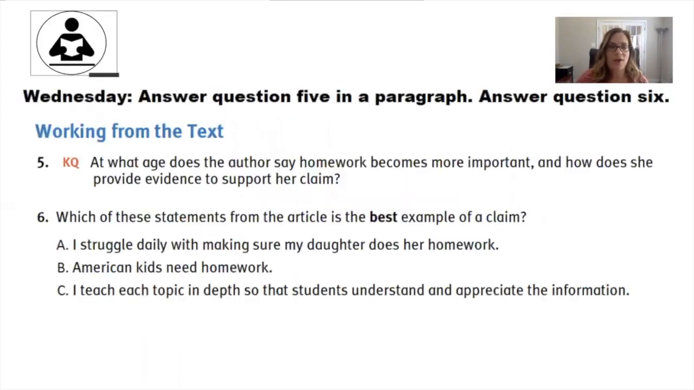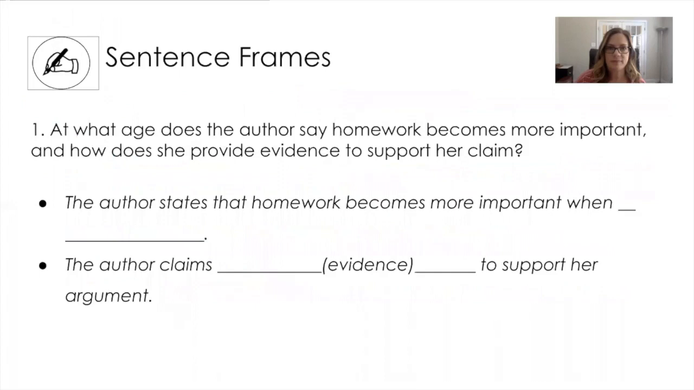Okay. For Wednesday, here are our questions that we were looking at answering. Number 5, at what age does the author say homework becomes more important? And how does she provide evidence to support her claim? So with this, we just would have to go back to the text and really look and find where the author starts talking about at what point homework is more important.